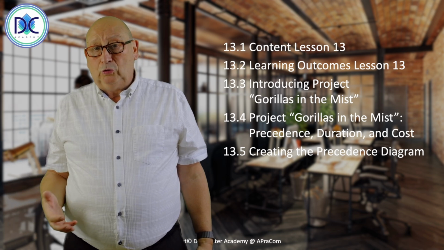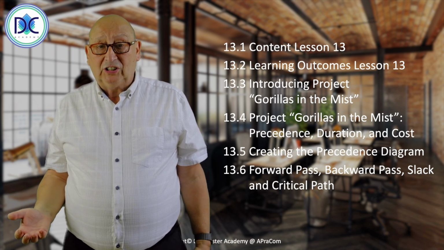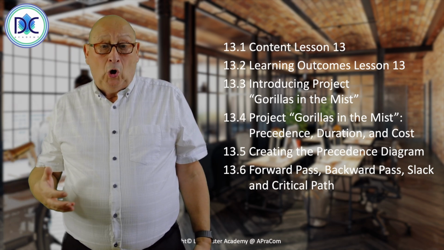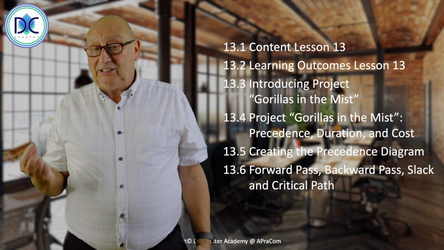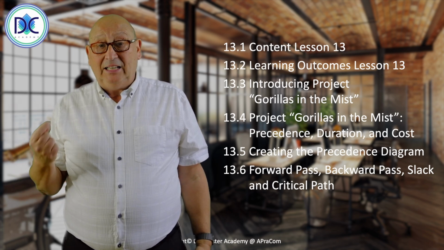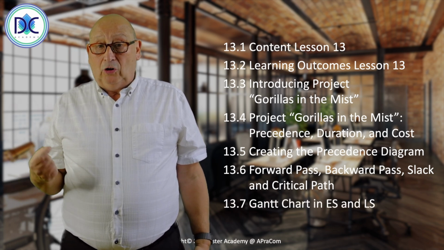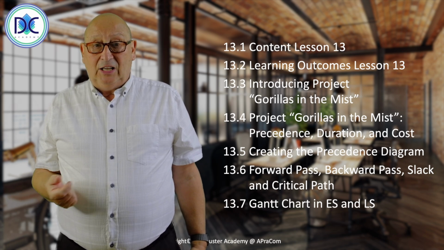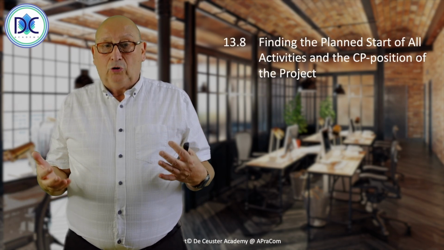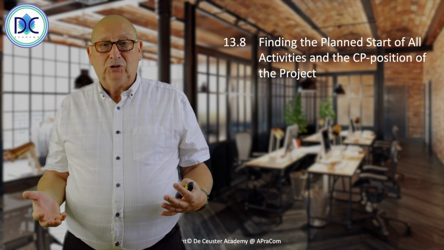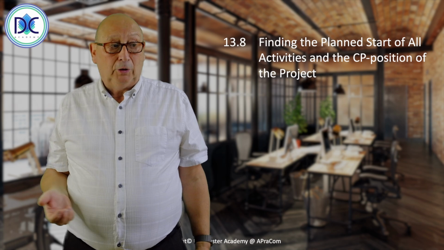After this, I'm going to do the forward pass and the backward pass. I'm going to calculate the slack and identify the critical path, or the critical paths if there is more than one. Remember, there is always at least one critical path, and in some cases, all the paths may be critical. We look at the Gantt chart in the early start and in the late start. Then we are going to look at the planned start of all the activities, and we are going to determine the critical path position of this project. So we're going to find the schedule and the cost baseline of the project.